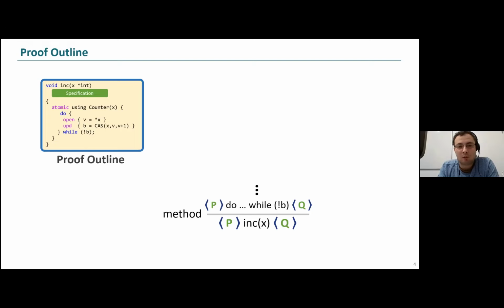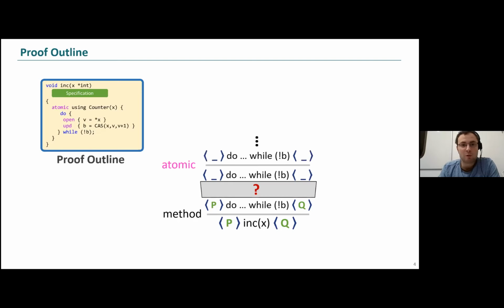So here, consider the full proof for our increment method, written as a deductive proof tree. At the very bottom of the proof tree, we have the goal, which is that the increment method satisfies a specification, here written with the precondition P and the postcondition Q. These angle brackets are how specifications are written in TaDA. So now our proof outline gives us two sources of information about this full proof tree.